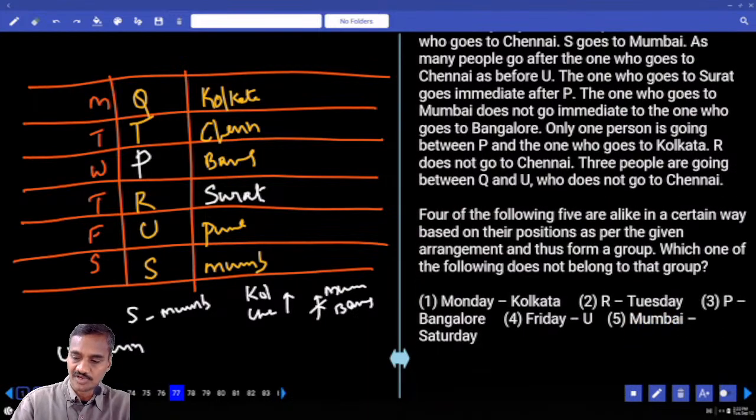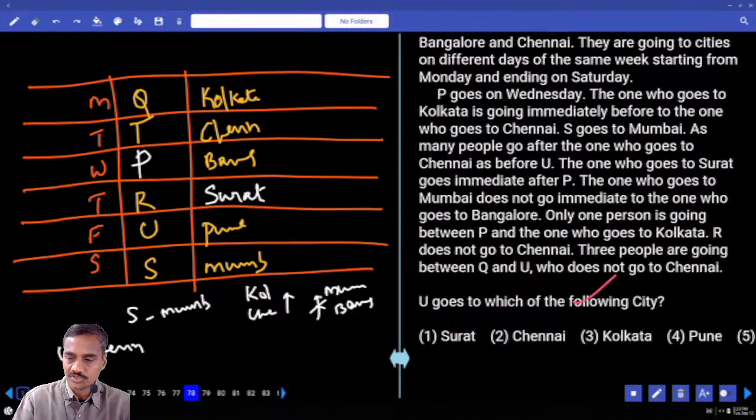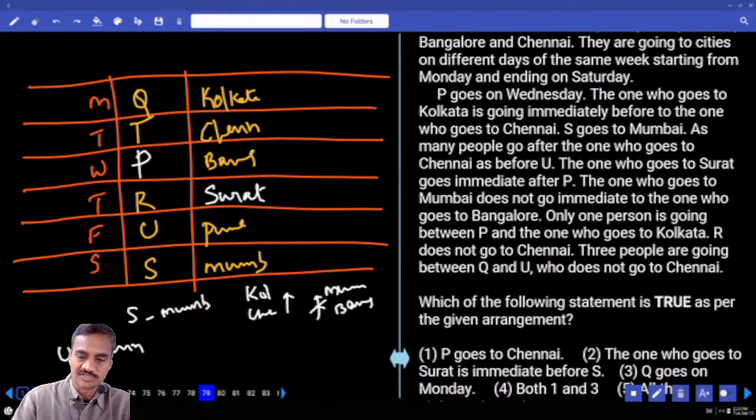And the odd one out: Monday and Kolkata, R and Tuesday, and that is false, does not belong. And P and Bangalore. So what is your answer here? Choice 2. 77. Except choice 2, the remaining person and the one who is going are in the same order. And U goes to which of the following cities? U goes to Pune, choice 4, 78.